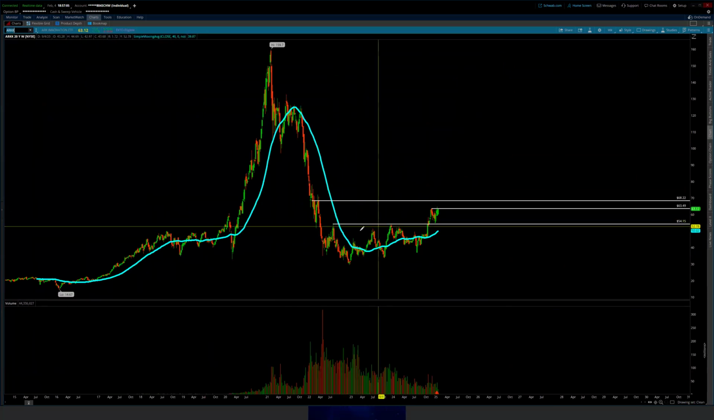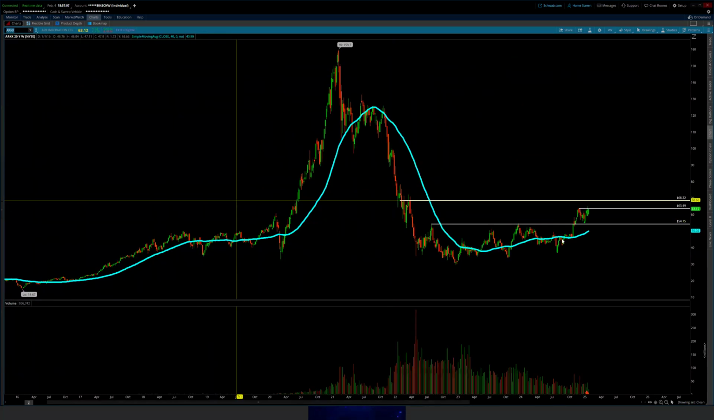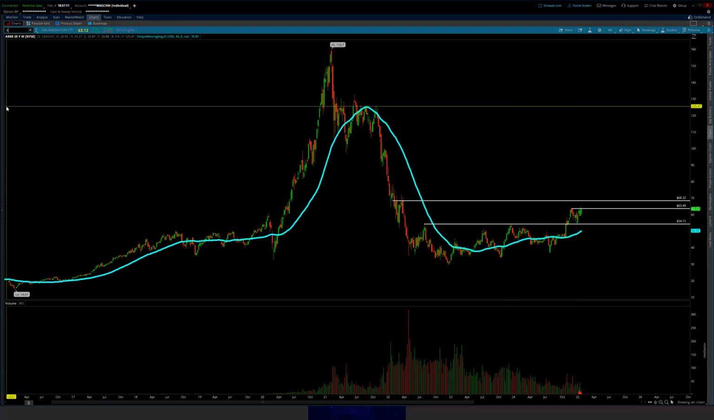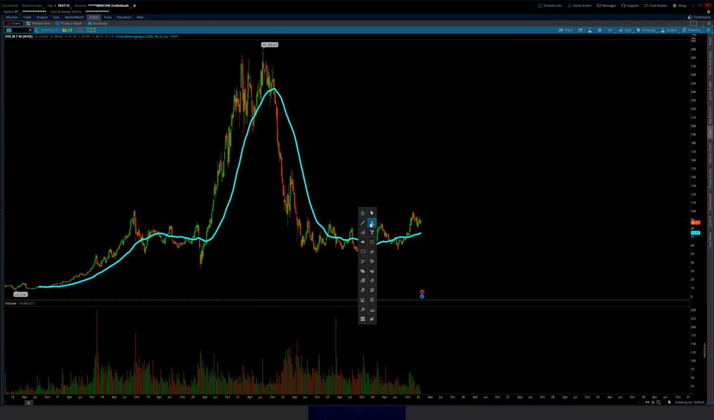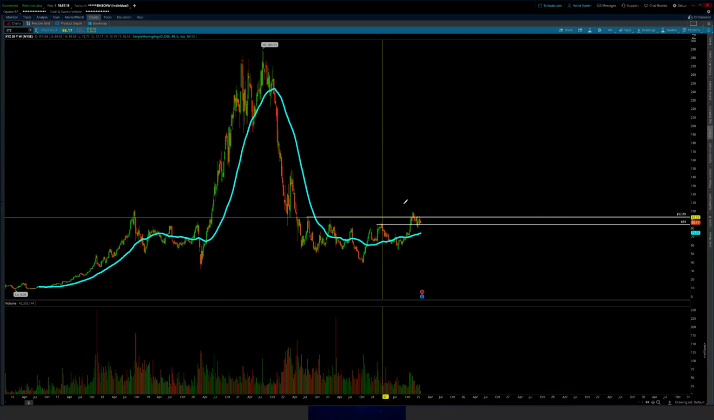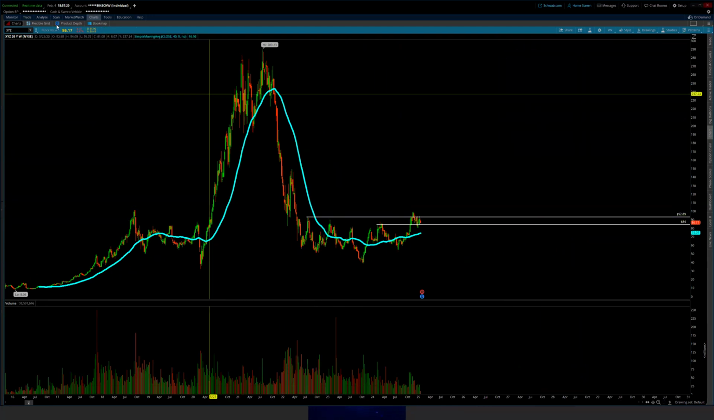ARK, similar idea, right? Just starting to break out of this base here, just setting up this new potential move higher. Square, XYZ, same idea, doing the exact same thing, right? Setting up right on top of these pivots. Very, very similar look to it.